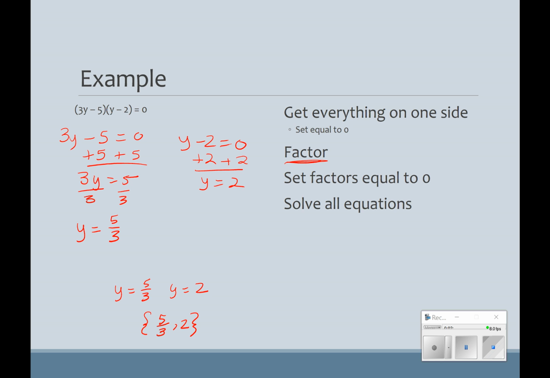Okay? This is an "or" situation. Both things can't be true at once. So y is going to equal either of those things.